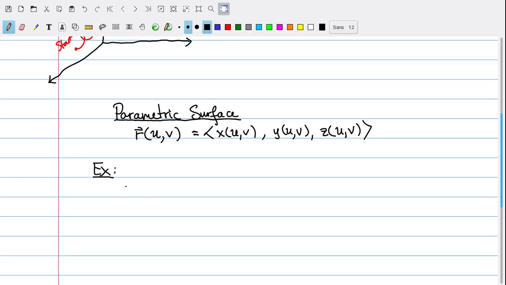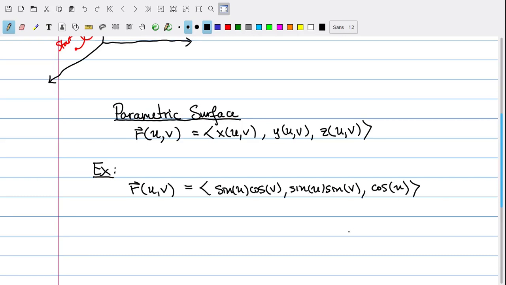So for one example, I can think about the parametric surface described by r of u and v equal to sine of u cosine v, sine of u sine v, cosine u. And I'm kind of wondering here what kind of surface this draws out as I let my parameters range. Let's say u ranges between 0 and pi, and I'm going to let v range between 0 and 2 pi. So what kind of surface does this draw?